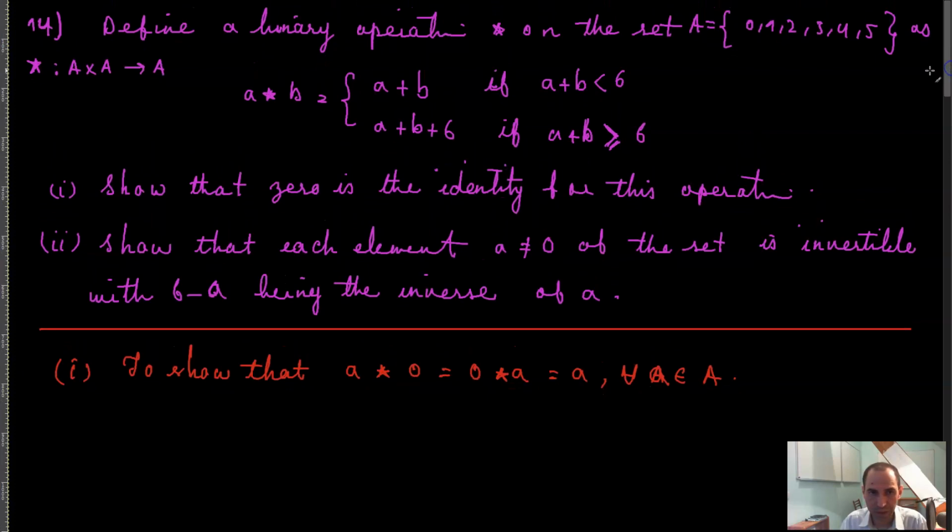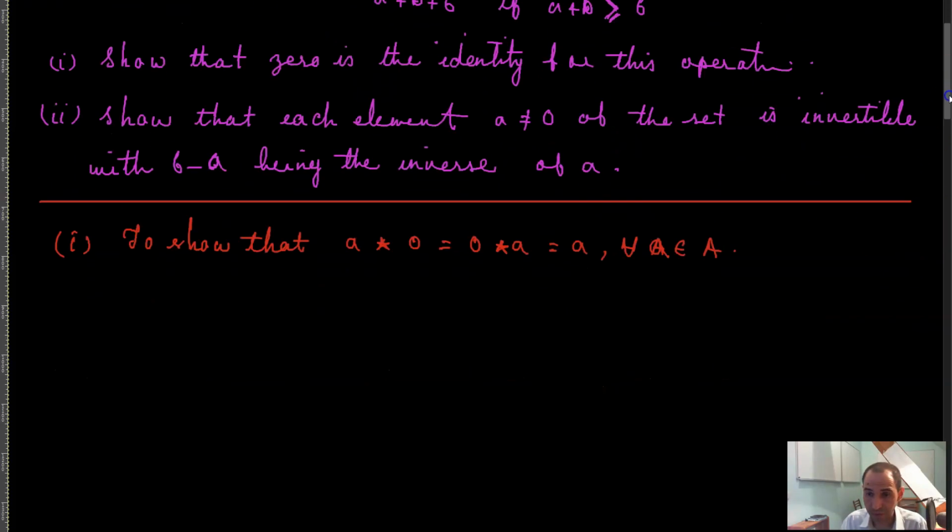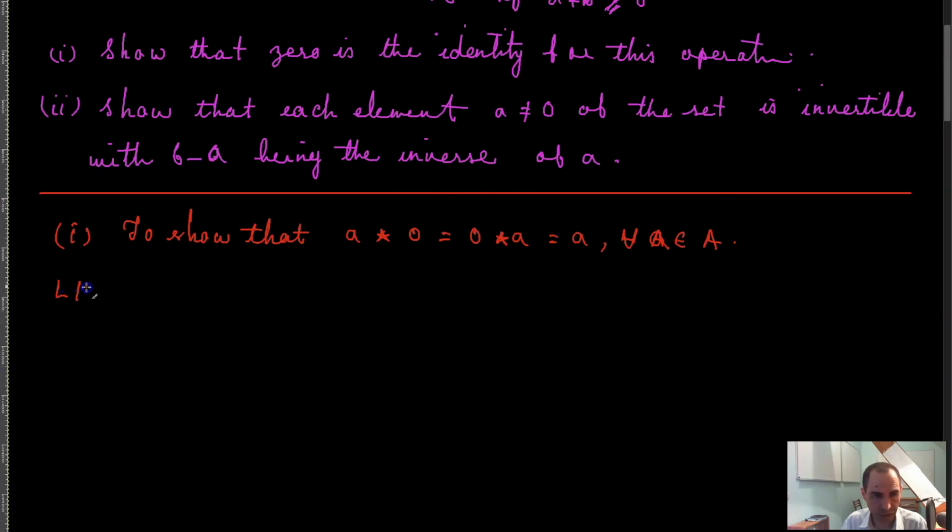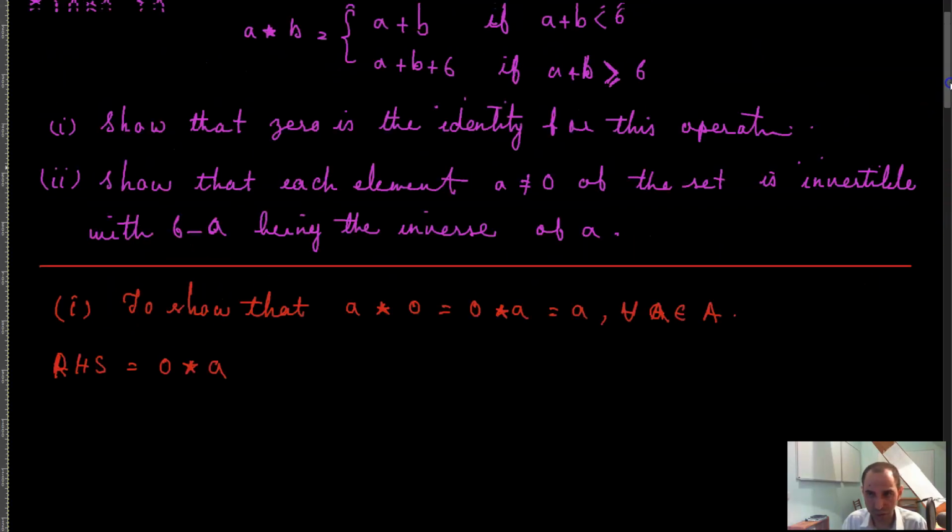So over here, when we say A star B, A star 0, then as you can see, based on the definition of A star B, we will get two cases for each of these, for the right hand side and for the left hand side of this equation. The RHS is the same thing as 0 star A. Now 0 star A, I can write it in two different ways.